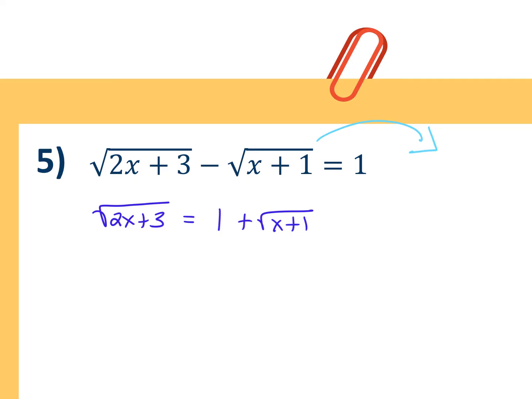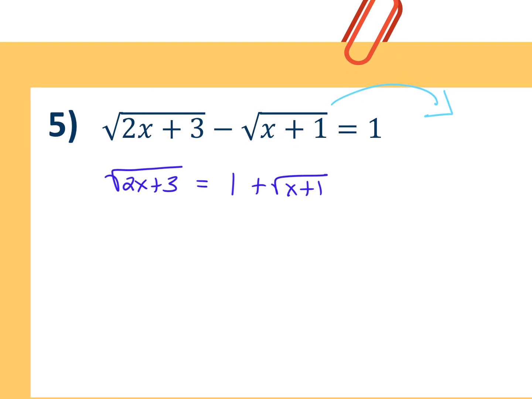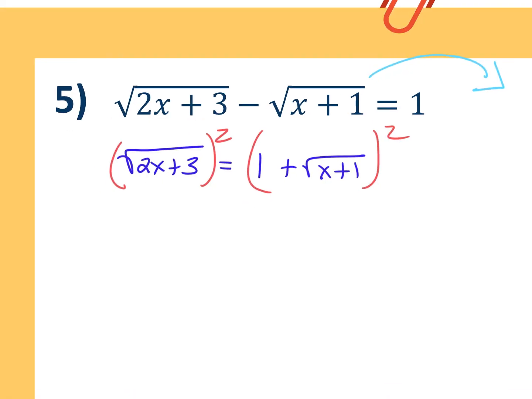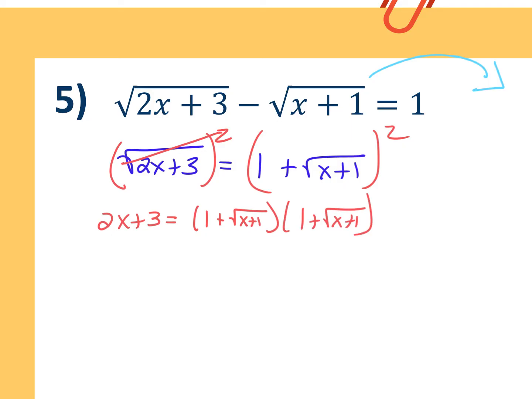But now that you have them on either side, our goal is to get one radical and then isolate it. So how are we going to do that? Now you can square both sides. And now, correct. Very good. You're going to square the whole thing because you have a binomial. This side is just 2x plus 3. Over here, this is the binomial 1 plus the square root of x plus 1 times 1 plus the square root of x plus 1. Now, this is real algebra heavy, guys. But this isn't anything crazy. It's just algebra.